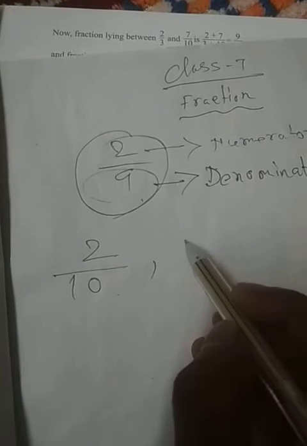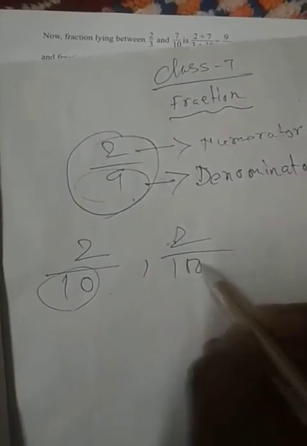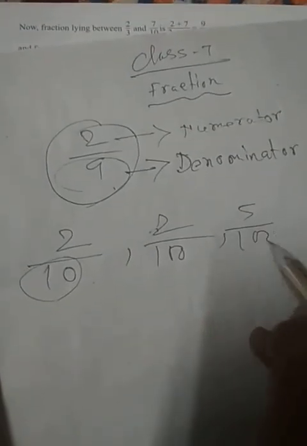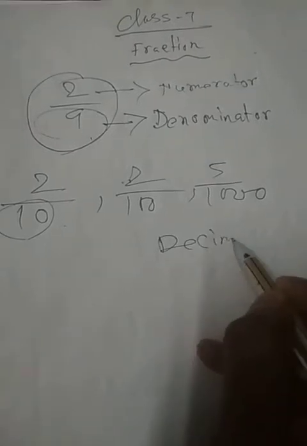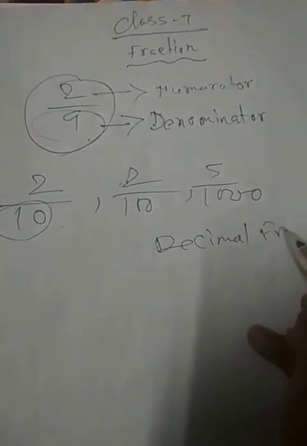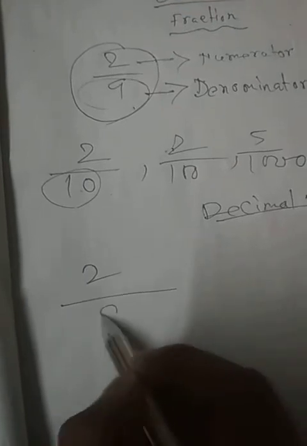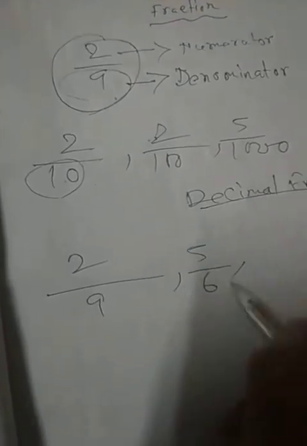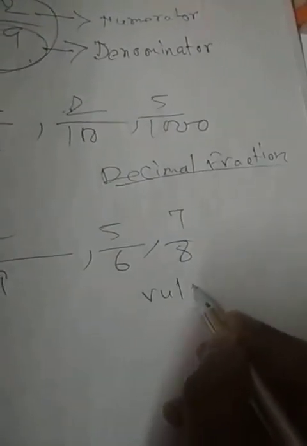Fractions may be of various types. First, decimal fraction. If the denominator of the fraction is a number like 10, 100, 1000, these are known as decimal fractions. A fraction other than a decimal fraction is known as a vulgar fraction, like 2 by 9, 5 by 6, 7 by 8.